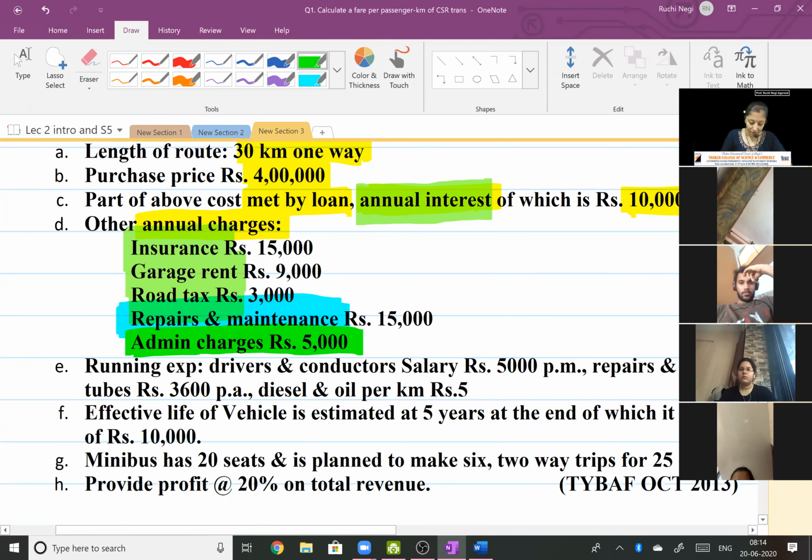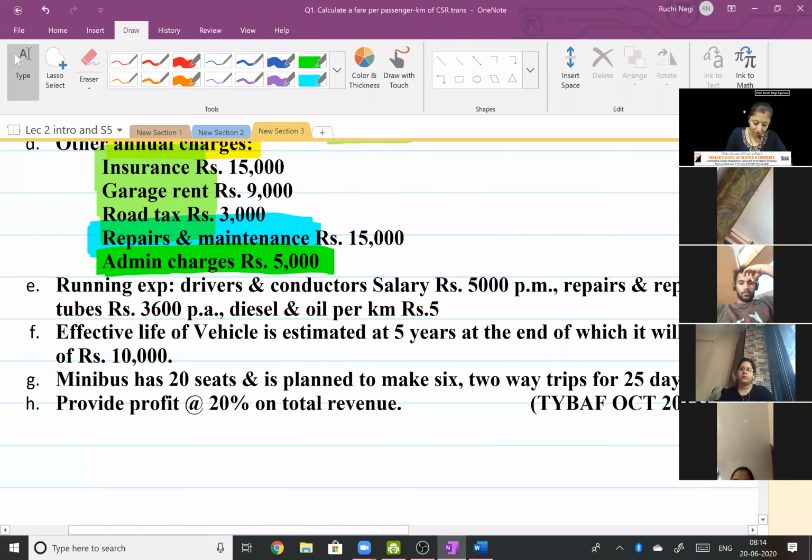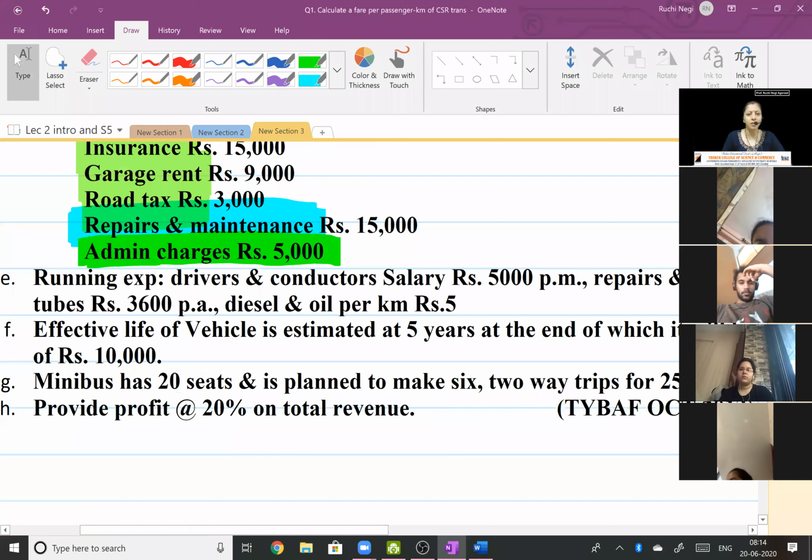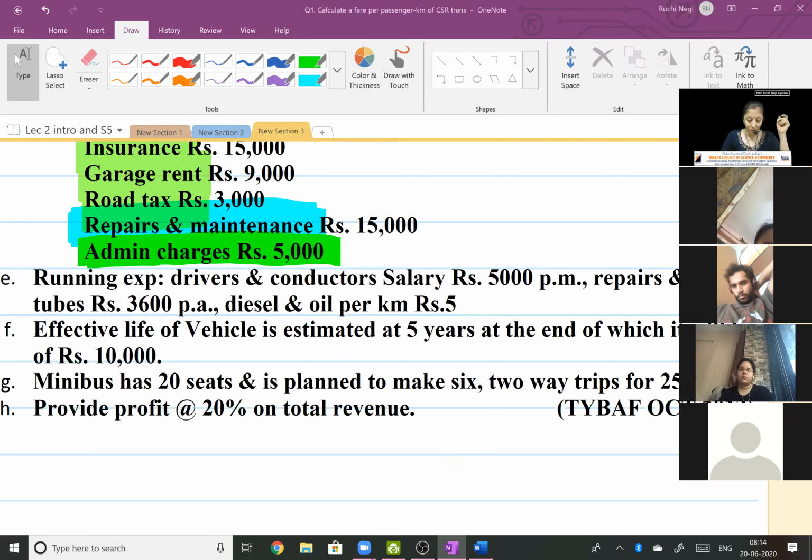Next, running expenses. What are running expenses, students? Put it in the chat box. In CAS 5, what do you mean by the word running expenses? What is the term for running expenses? Anyone? Okay, variable. Very good. Running expenses are known as variable expenses. There's another name to it.